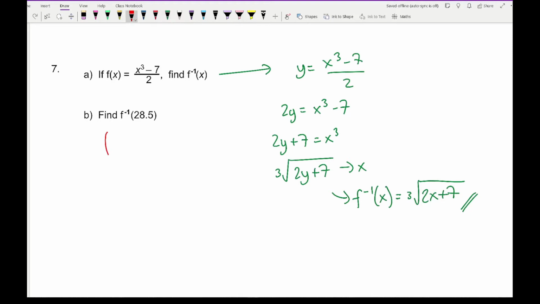So then what we've got to do is substitute x equals 28.5 into our answer for a. So it's going to be the cube root of 2 lots of 28.5 plus 7. And 28.5 times 2 gives me an answer of 57. So it's going to be the cube root of 57 plus 7, which gives me the cube root of 64, which is 4.